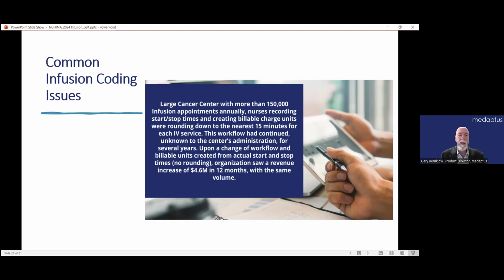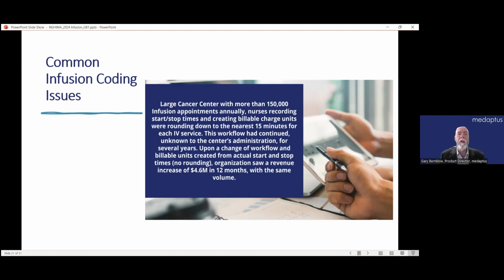they realized very quickly after starting using this automated infusion charge capture that they were missing an awful lot of revenue. We changed the workflow a little bit. We implemented some automation in there, and we found the billable units created from the actual start and stop times ended up that organization within a year saw an increase of $4.6 million. That's just in 12 months, $4.6 million, same volume. So it can definitely have a drastic impact on your reimbursement.